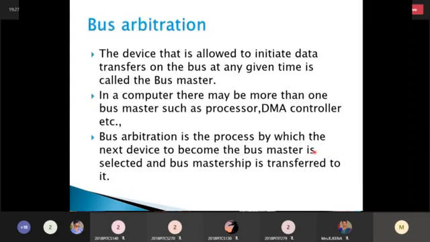What is meant by bus arbitration? The device that is allowed to initiate the data transfer on the bus at any given time is called the bus master. In a computer, there may be more than one bus master, such as the processor, DMA controller, etc. Bus arbitration is the process by which the next device to become the bus master is selected, and bus mastership is transferred to it.